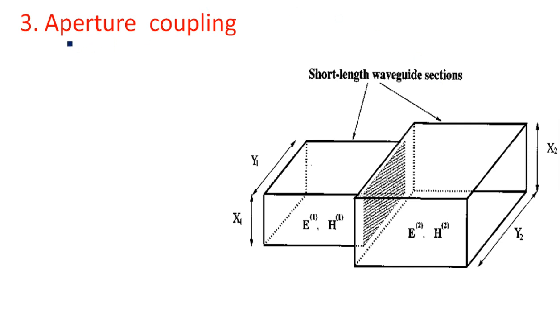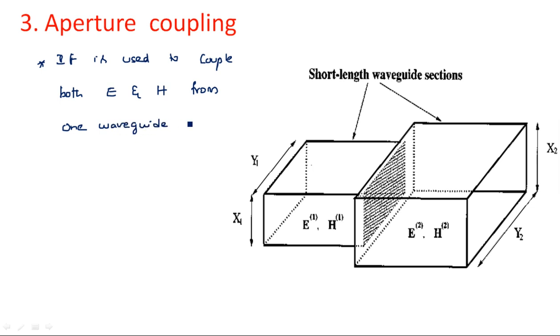Coming to aperture coupling, aperture coupling is nothing but it can transfer both. It is used to couple both E electric field and H magnetic field from one waveguide to another waveguide. See, just simply what happens, this is one waveguide where it is having narrow dimensions. This is another waveguide where it is having wider dimensions. That is the only difference to couple one waveguide to another waveguide.